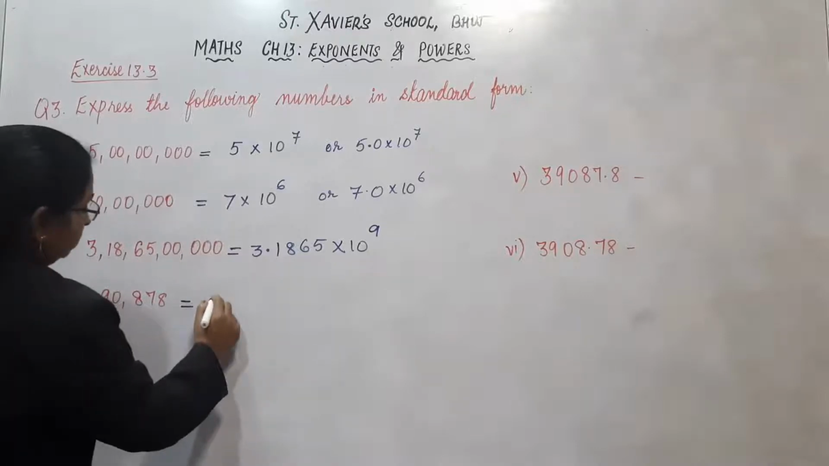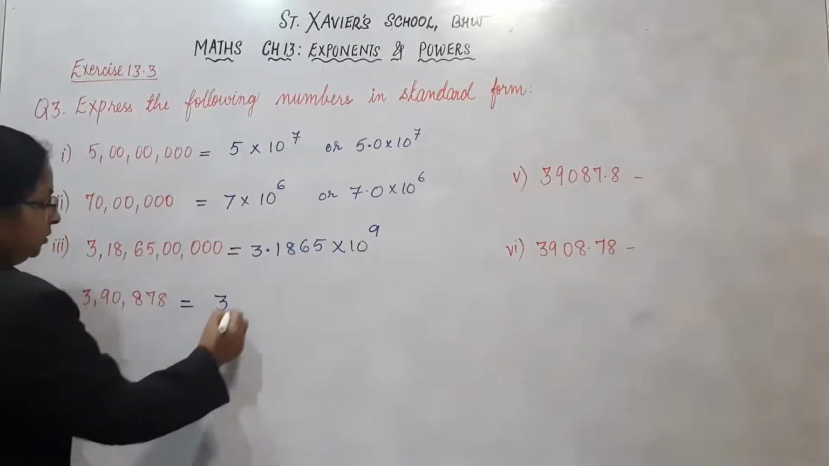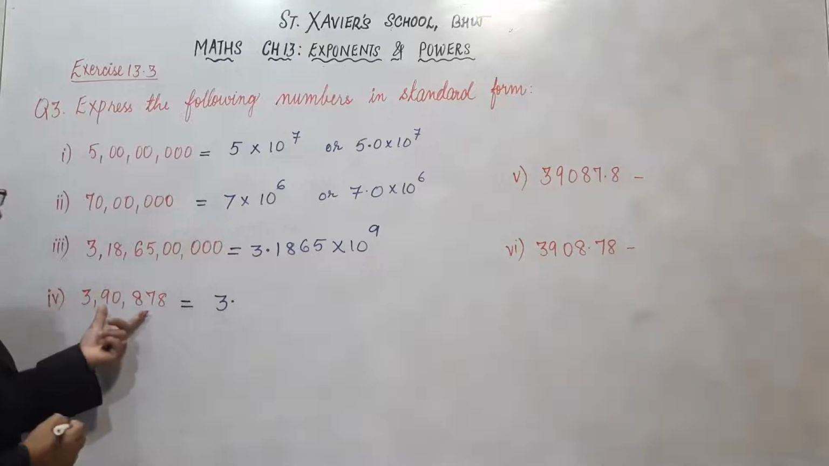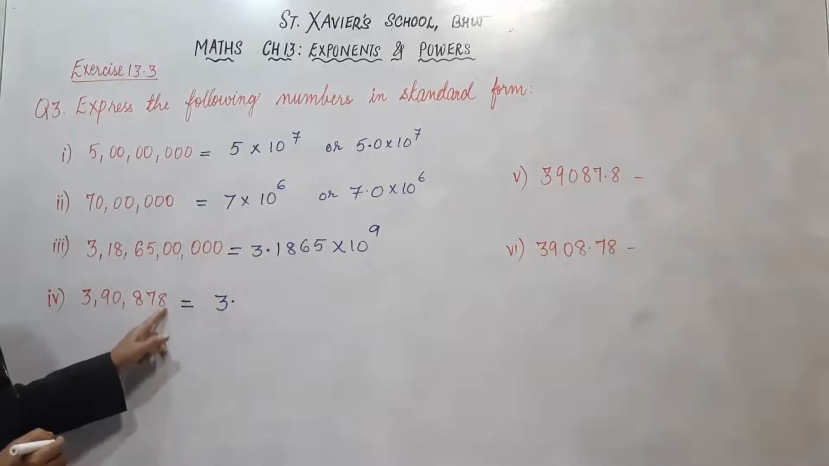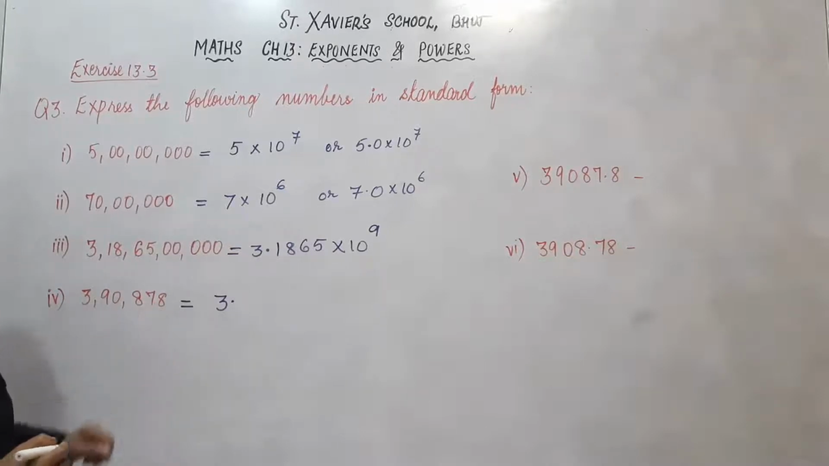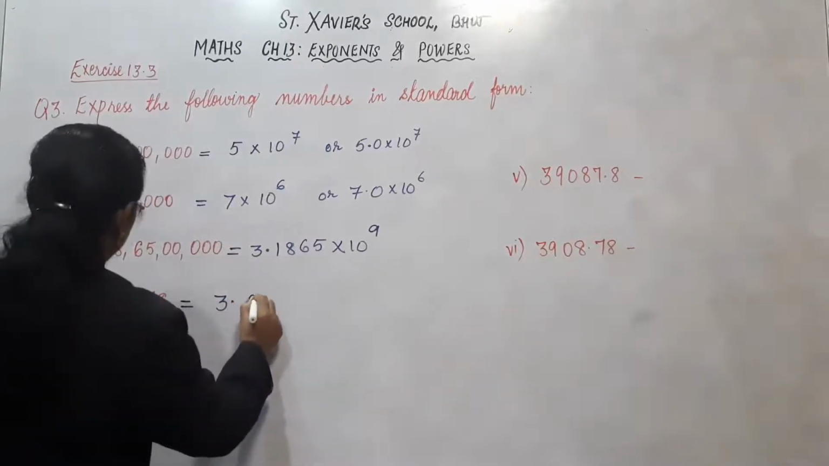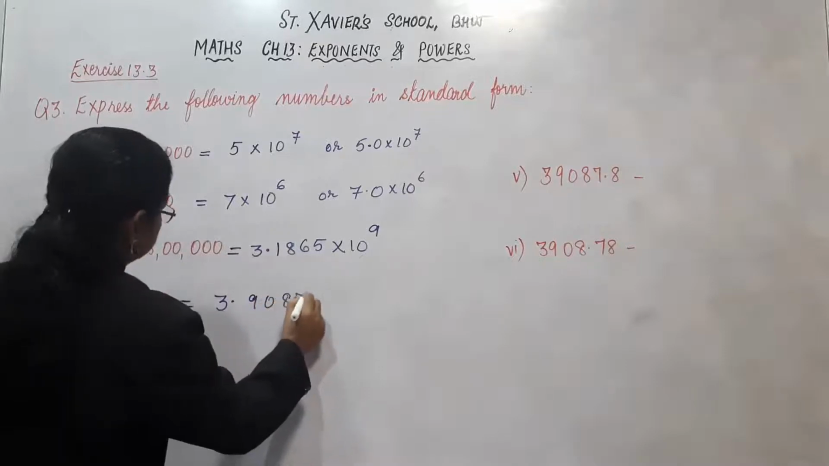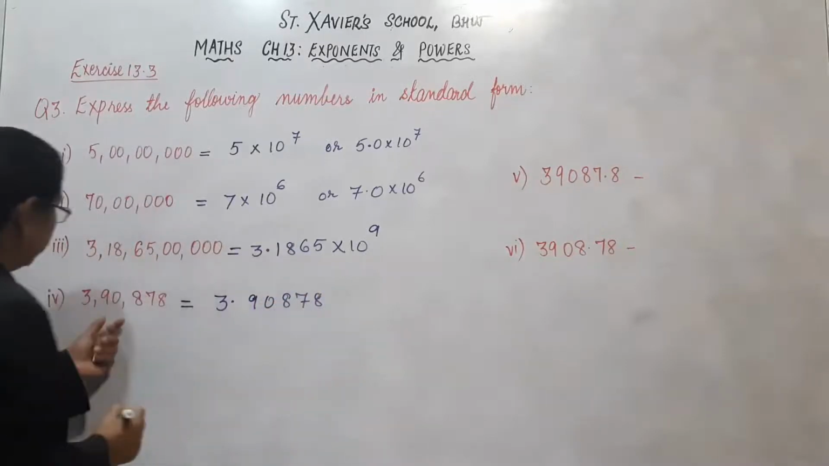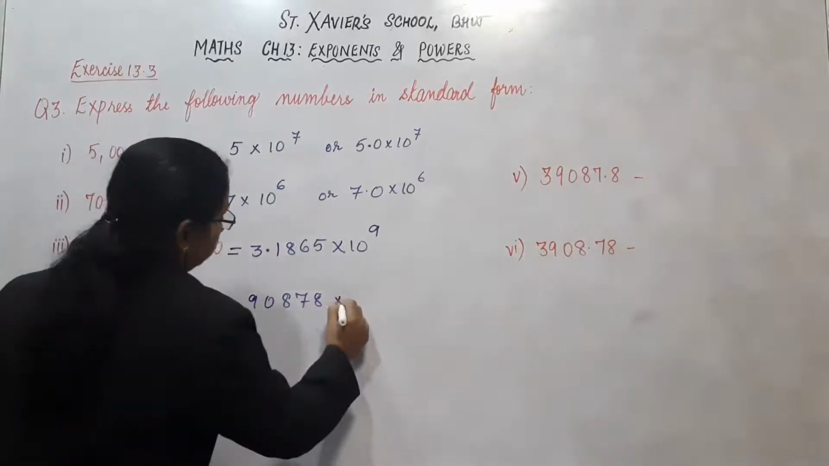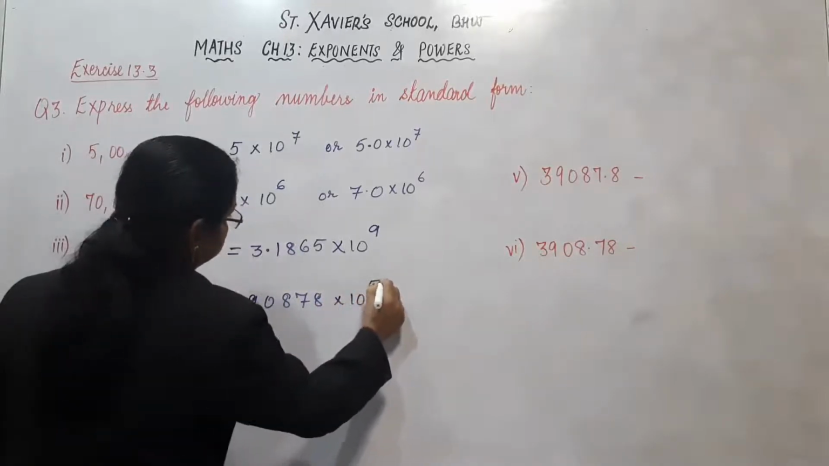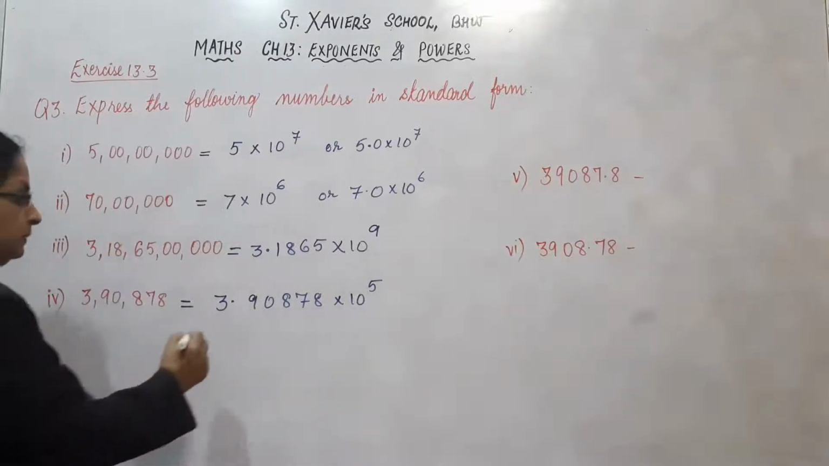Next one, 3,90,878. So we write the first number, put decimal. Here all the 5 numbers are there. Since the last digit is also a natural number, we have to write all. 90878. Now count the digits 1, 2, 3, 4, 5. So we will write into 10 raised to 5. I hope it is very clear.